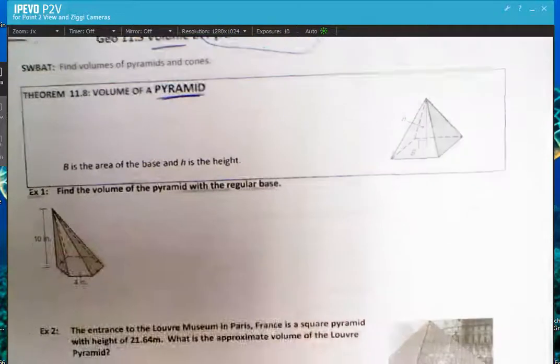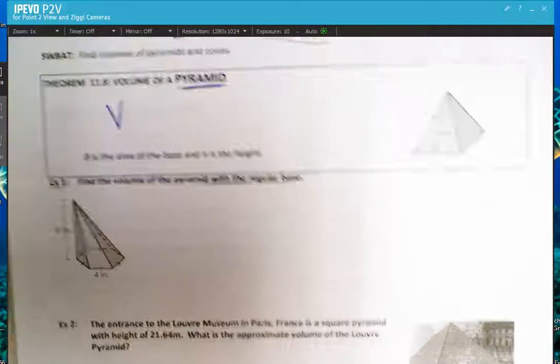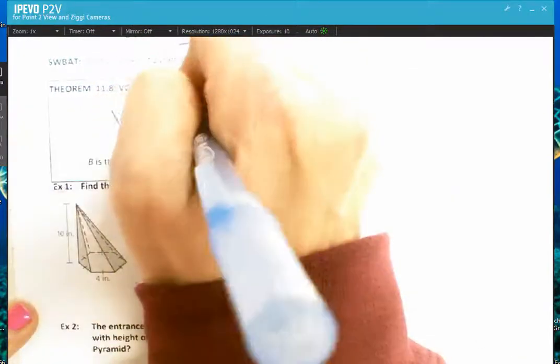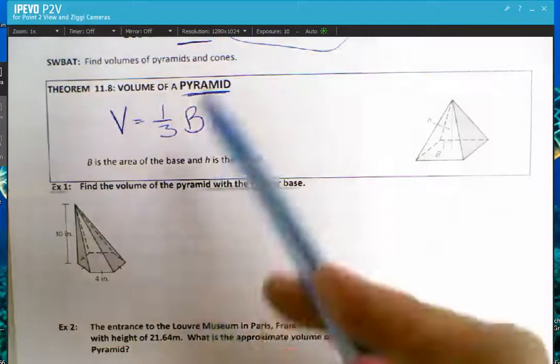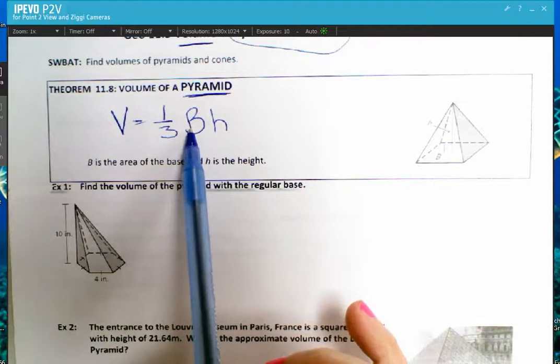We know that the volume is cubic, so remember your units are in cubes, is 1/3 big B times H. And we can find that on our Ames reference sheet. Again, remembering that big B, capital B, means the area of the base.